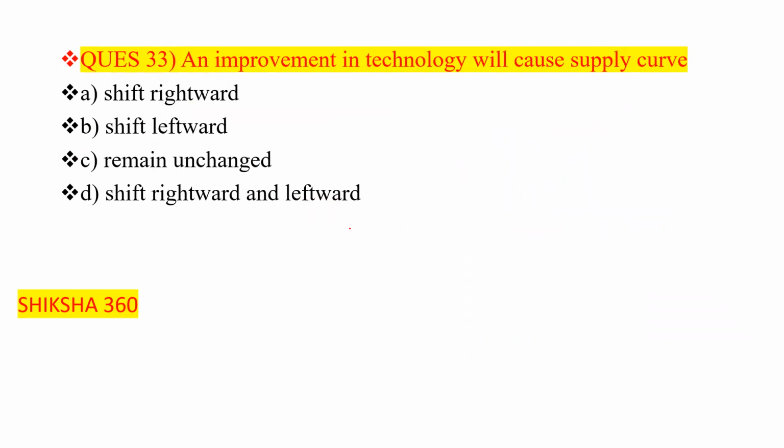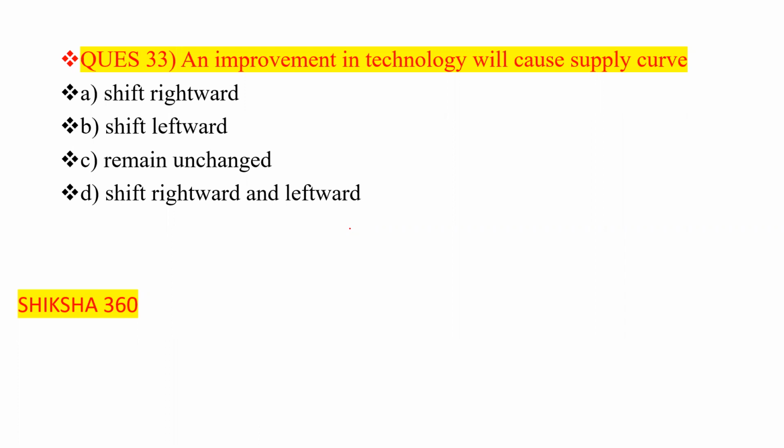Question number 33. An improvement in technology will cause a supply curve to shift rightward, shift leftward, remain unchanged, or shift rightward and leftward. Clear? So basically, when there is an improvement in the technology, what will it do?